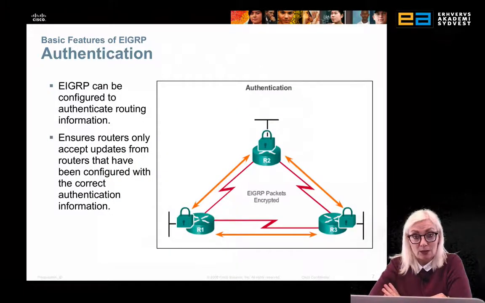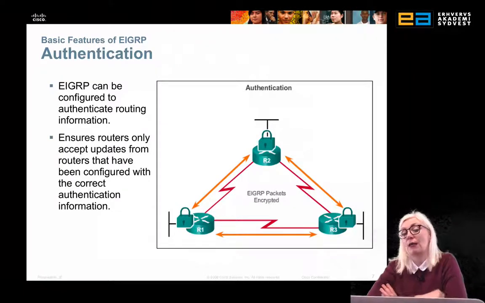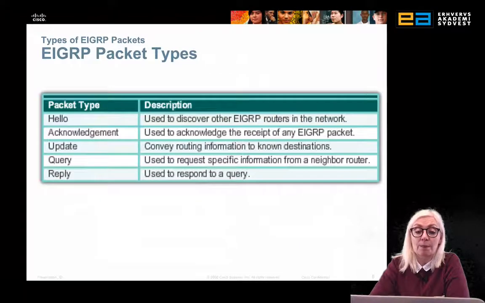EIGRP can also use authentication. For security reasons, you might want to authenticate the updates that you receive, and you can actually set that up for your routing protocols. You can do that with OSPF and also with RIP, for instance.